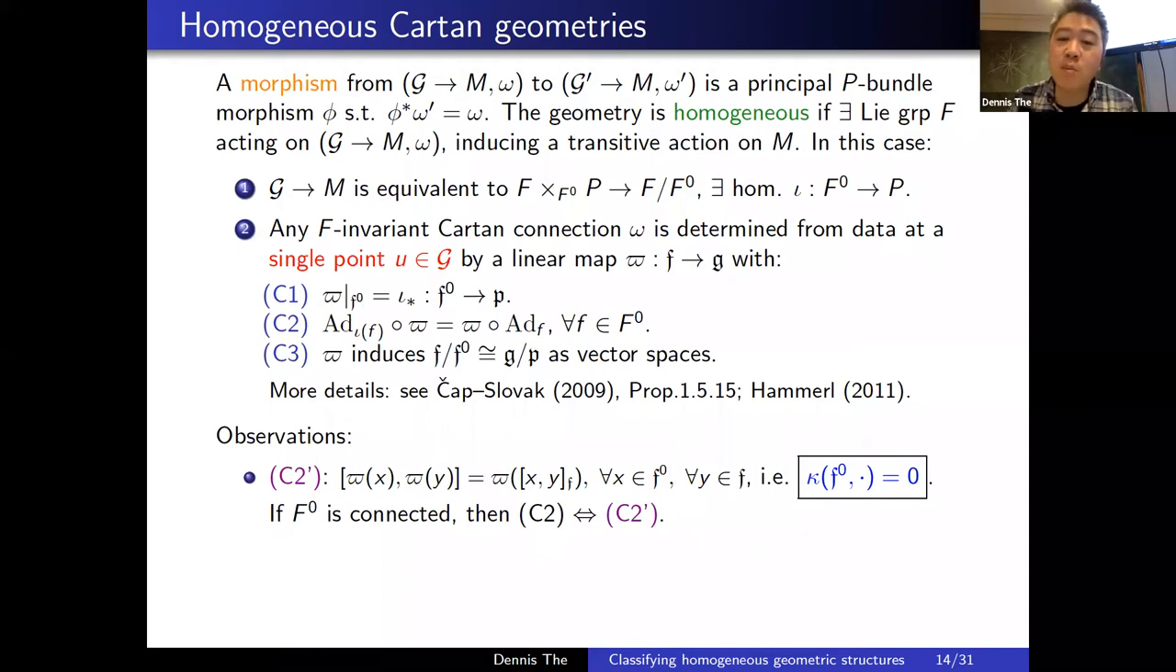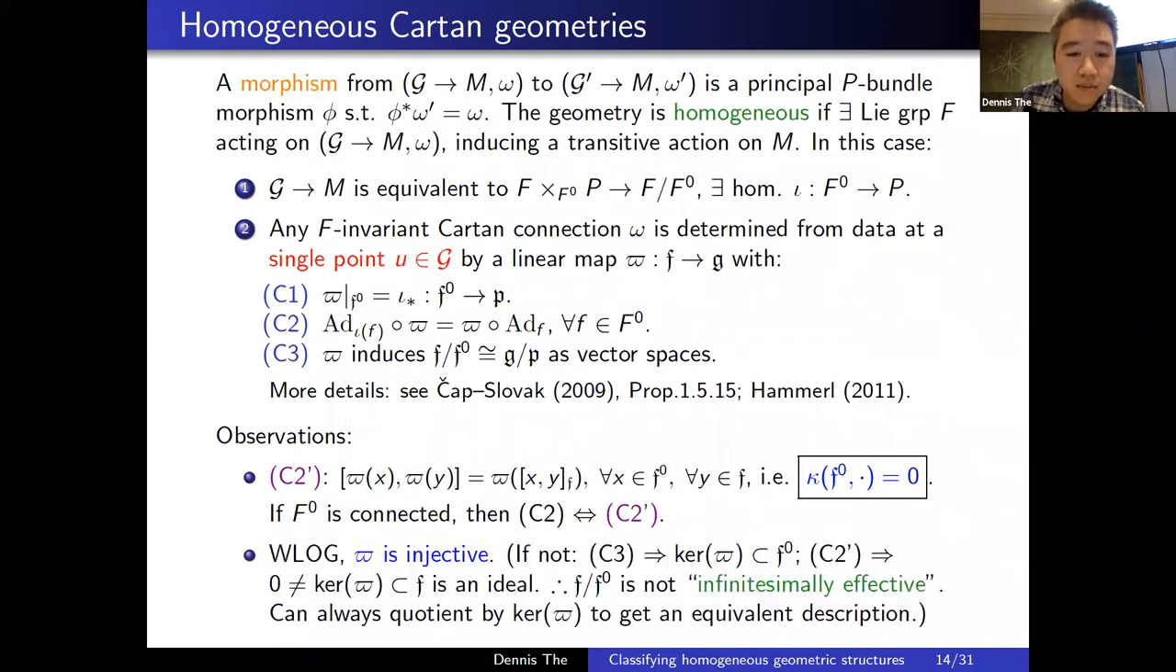Another question you might ask is, I have this linear map, is it injective? Without loss of generality, it is. If not, then this last condition tells you that the kernel is certainly contained in F0. And then this C2 prime will tell you that this kernel, if it's non-trivial, is a non-trivial ideal, not just of F0, but of F. So in this case, F mod F0 is not infinitesimally effective. So you have elements in there that basically are not visible by anything. You could just always quotient by the kernel to get an equivalent description. So without loss of generality, this is injective. Let's identify F with its image under this varpi.